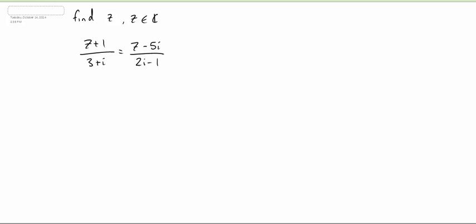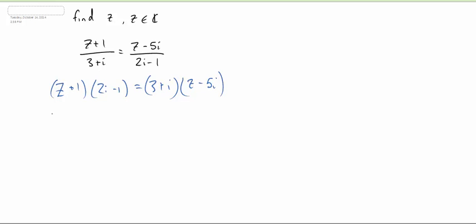Let's cross multiply. So we have z plus 1 times 2i minus 1 equals 3 plus i times z minus 5i. And z is just a number. It happens to be complex, but it's a number. We can FOIL, we can expand these out the same way we do with regular real numbers.